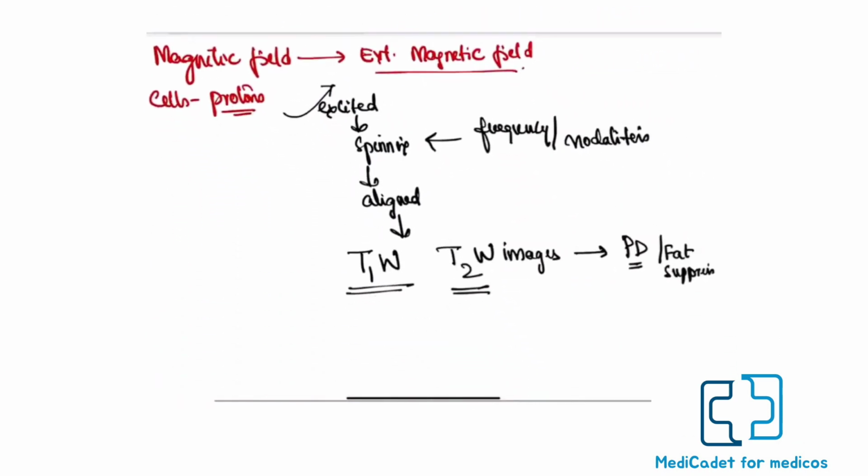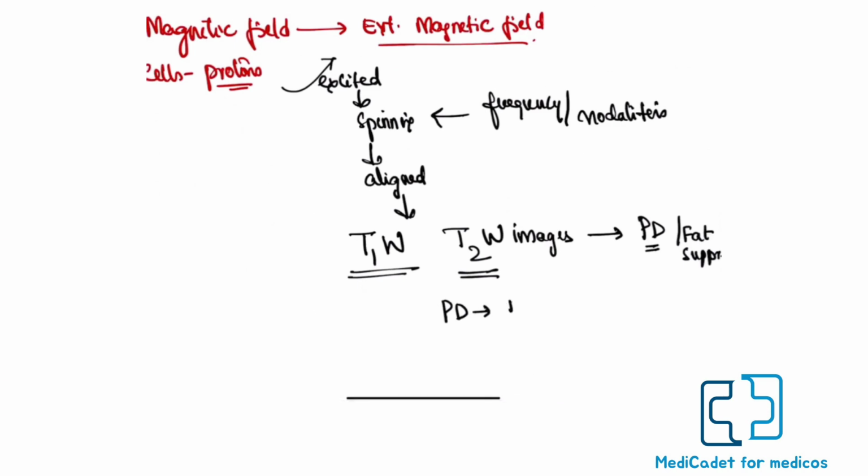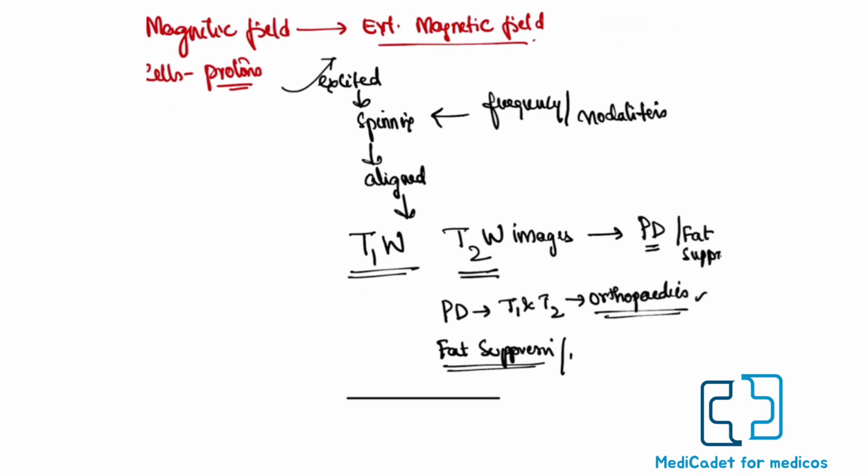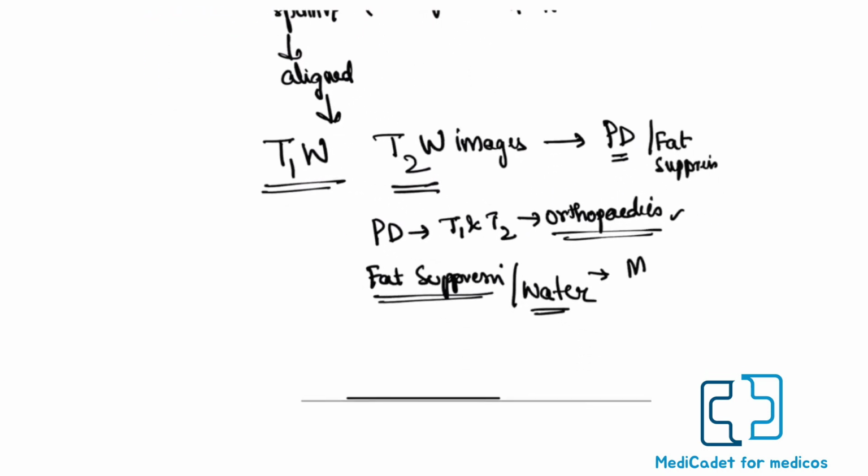And then what is proton density and fat suppression? Proton density is nothing but a combination of T1 and T2, and it is mainly important for orthopedics, where you can read about your tendons and ligaments. And fat suppression is also important in orthopedics because the fat is suppressed, so you can comment on the marrow edema, right? The bone marrow is full of fat. If there is fat and there is water, the signals are almost the same from fat and water.